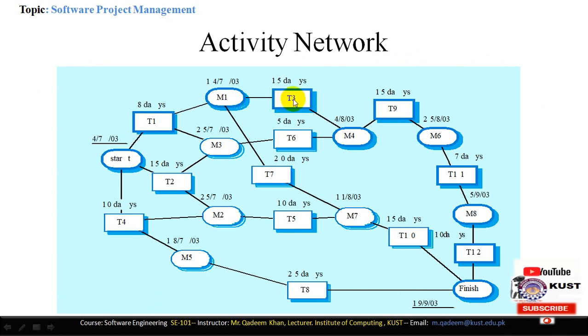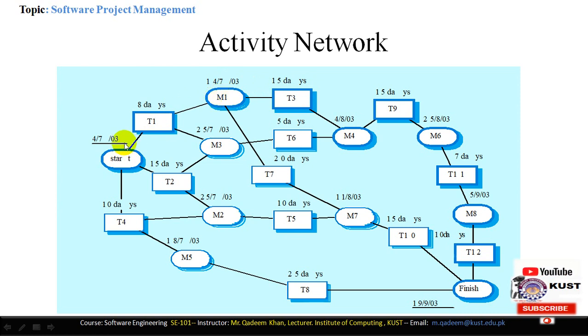So task 3 is here. We will just connect task 3 with task 1, but milestone M1 will be added here. So 15 days required, so we will just specify 15 days. After completing task 1, we will achieve milestone 1.